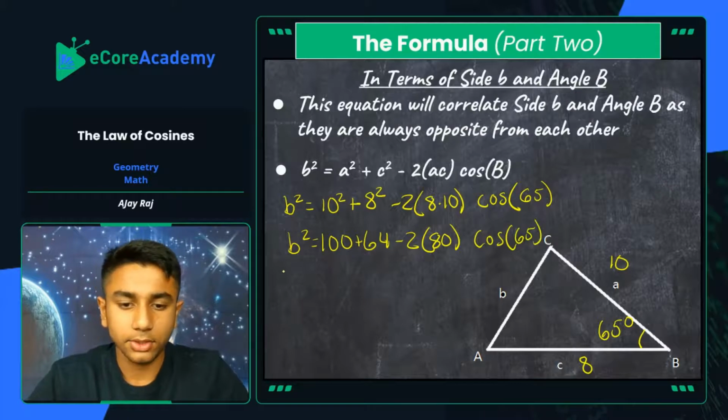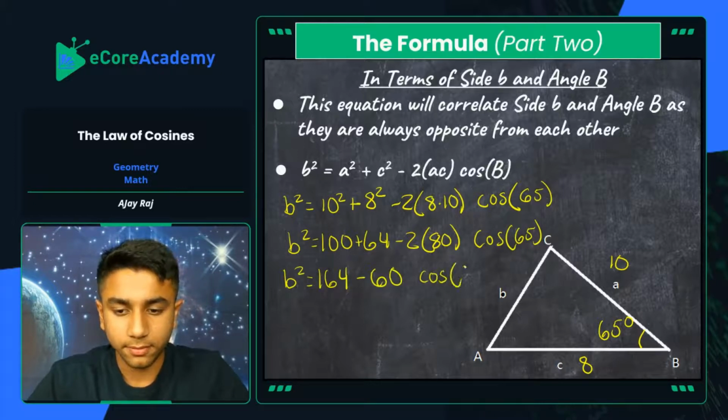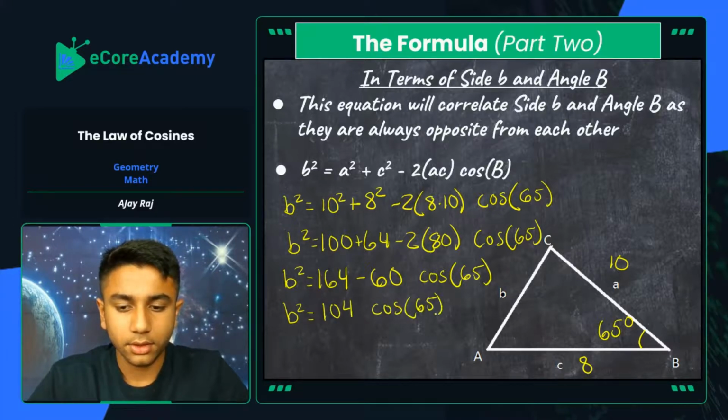And then afterwards, we have b squared equals 164 minus 60 times cosine of 65. And then b squared equals 104 times the cosine of 65. And then we're going to square root that. So we have b equals the square root of 104 times cosine of 65.